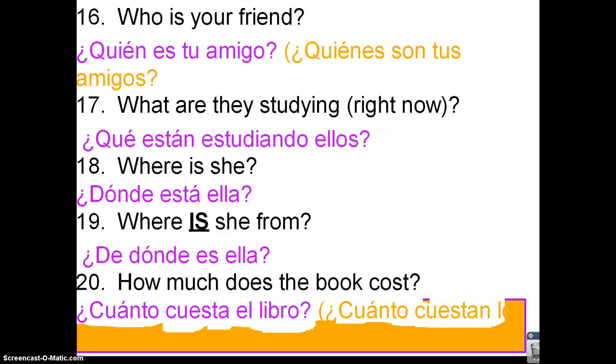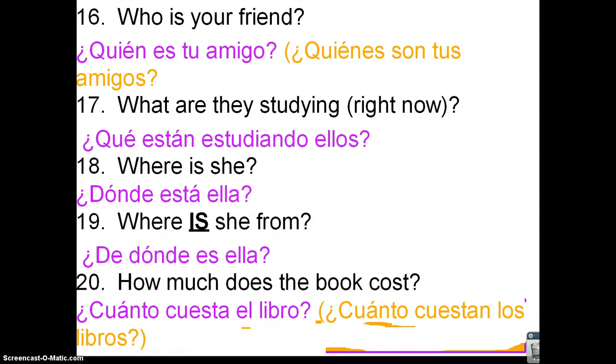I have another question here like I did in 16 just to show you what would change if we made it plural. How much do the books cost? Because we're saying how much, it is still only cuánto. And because I'm now conjugating to cost for books, now it's the they form. ¿Cuánto cuestan los libros?